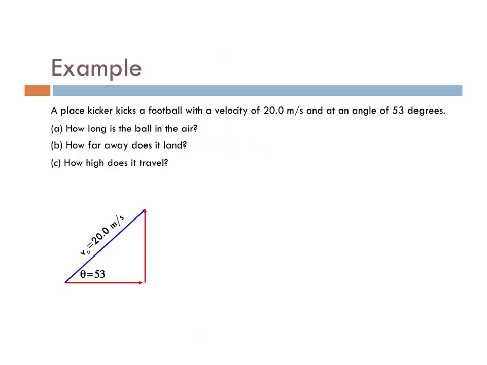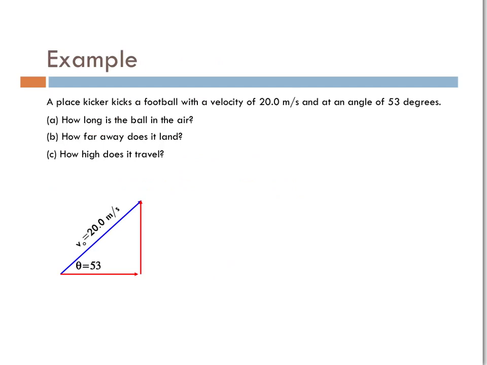So from here to the end of the video are some example problems. A place kicker kicks a football with a velocity of 20 meters per second at an angle of 53 degrees. How long is the ball in the air? How far away does it land? And how high does it travel?